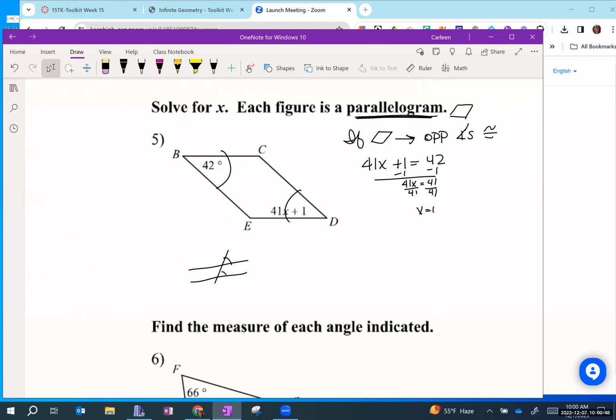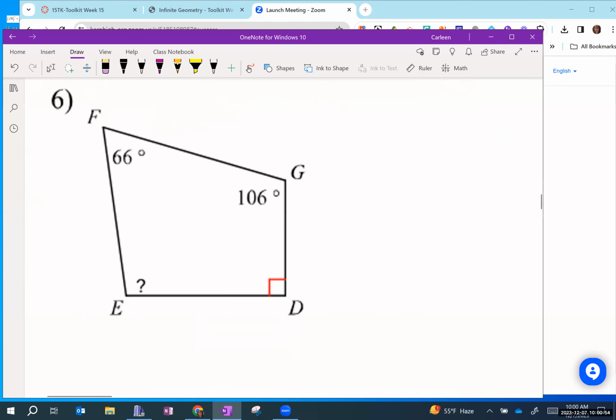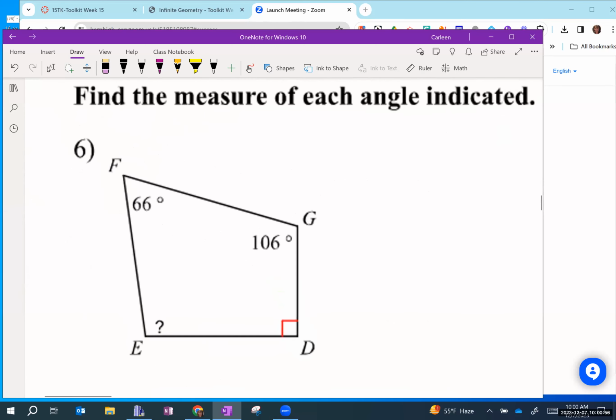Okay, so notice you got to think. Everyone is different. Is this a trapezoid? I don't know. It doesn't say it's a trapezoid. The only thing we know is it's a quadrilateral. So how can we find the missing angle? Any thoughts? Ding, ding, ding. Okay, so n equals 4.